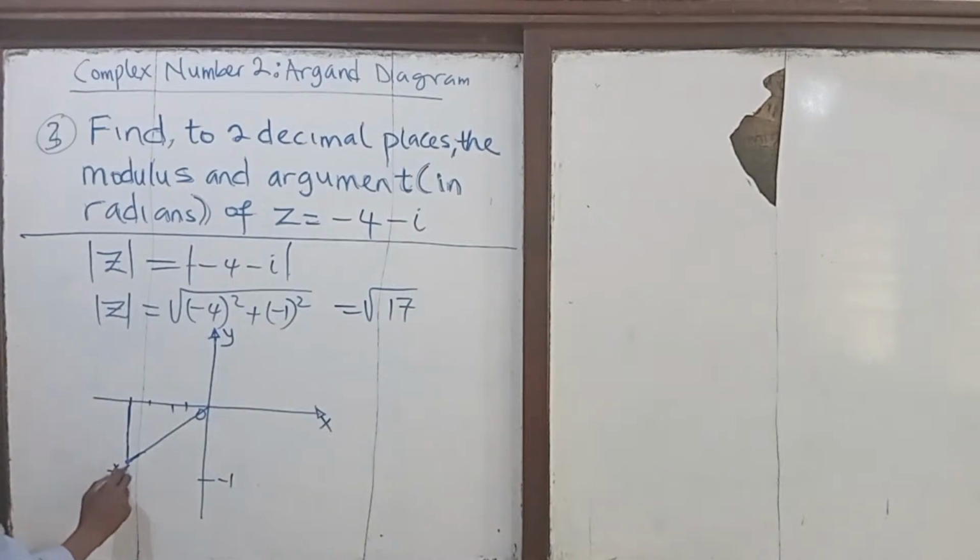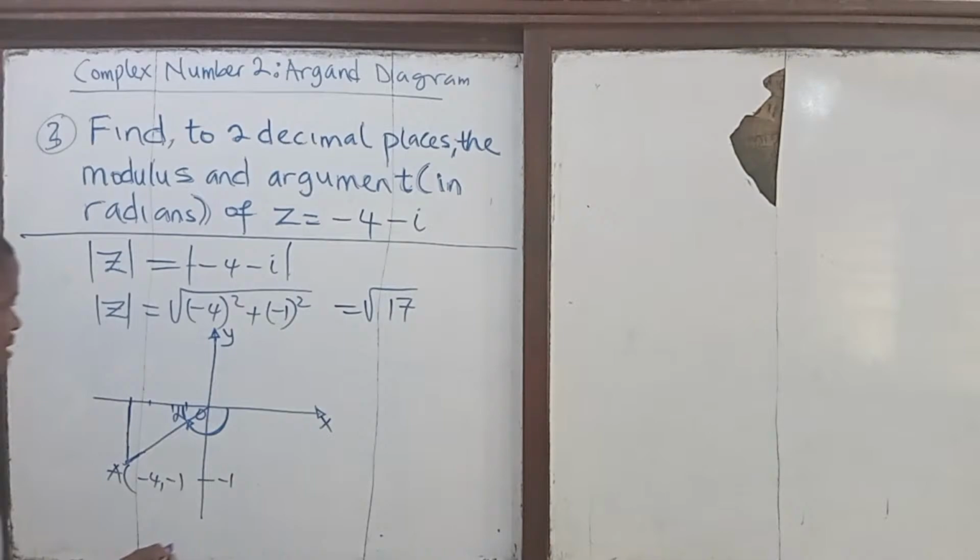Let's call it A, which is equal to (-4, -1). That's the point A. Call this angle here your alpha. Now we are moving anti-clockwise. When you are moving down like this, we're moving anti-clockwise as well.